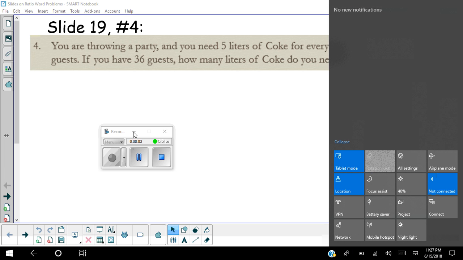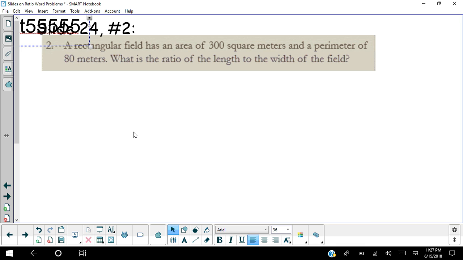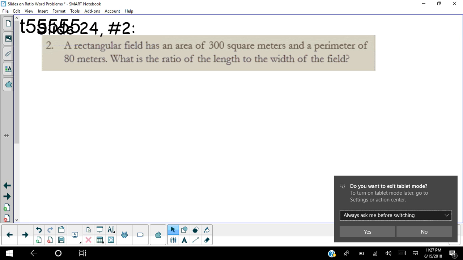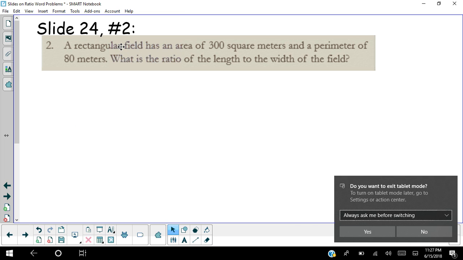Hello again. As promised, I had gotten some questions from some of you asking if I would go over more of the ratio word problems. I've shown you what slides these come from off of your SI session today, so if you want to find them, you're welcome to follow along.